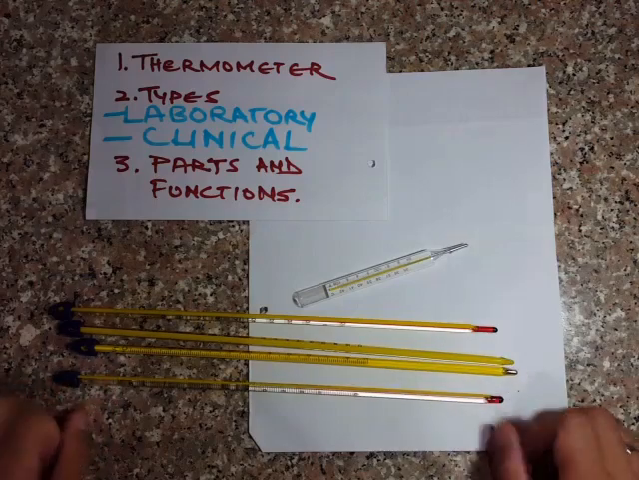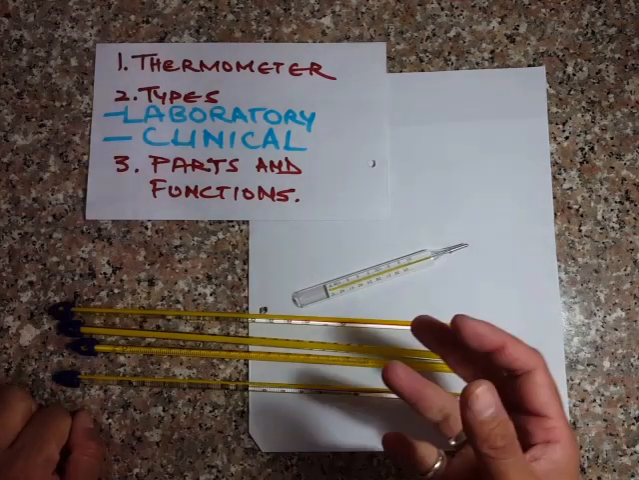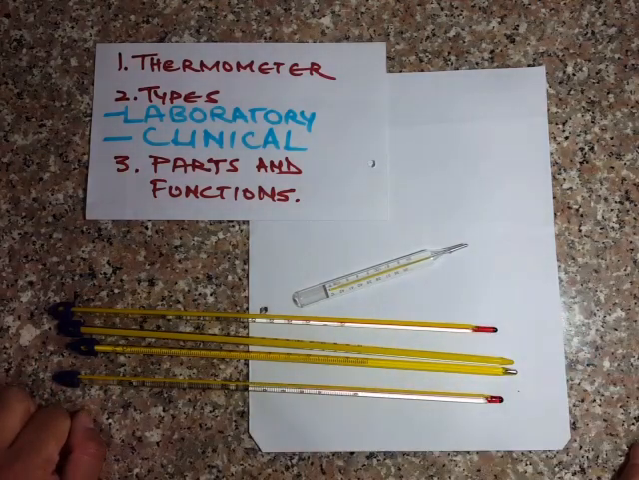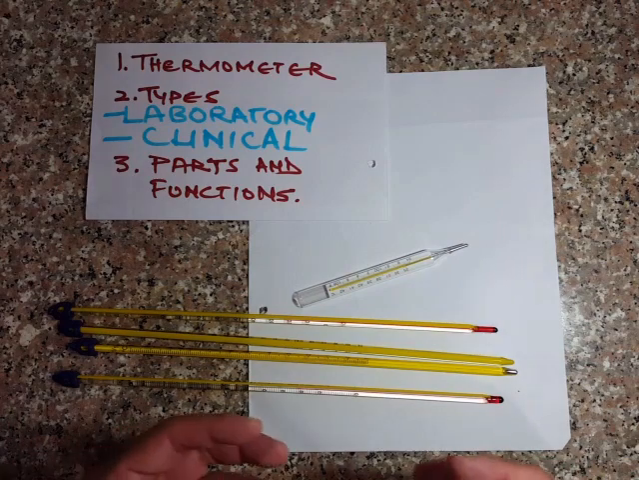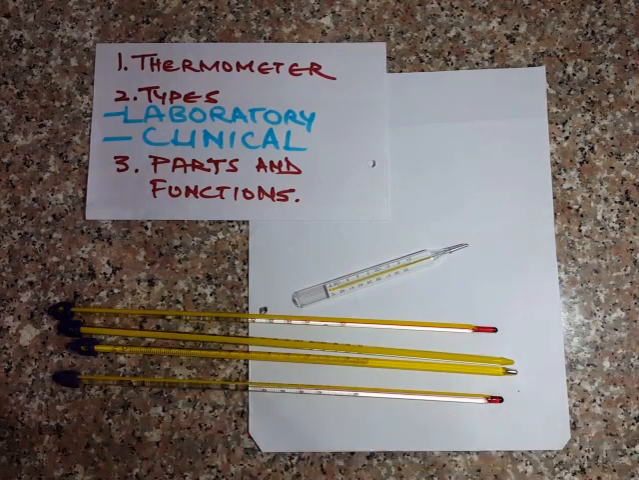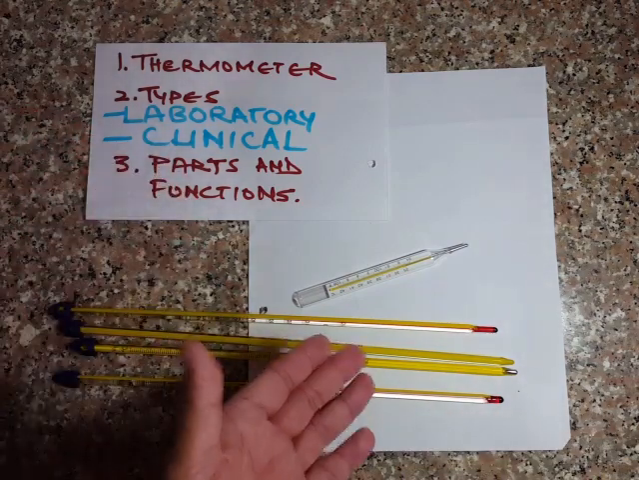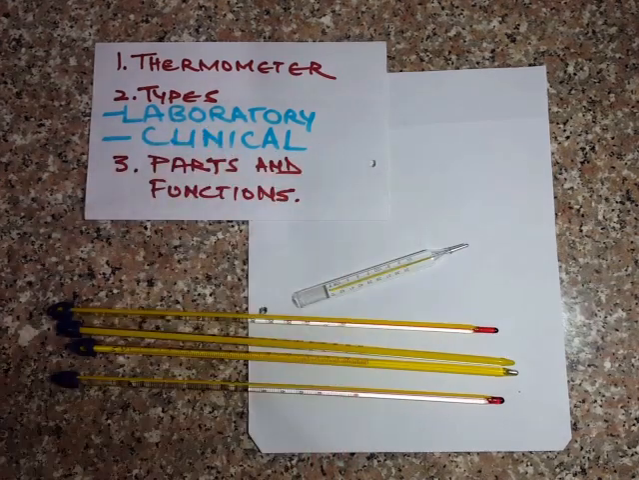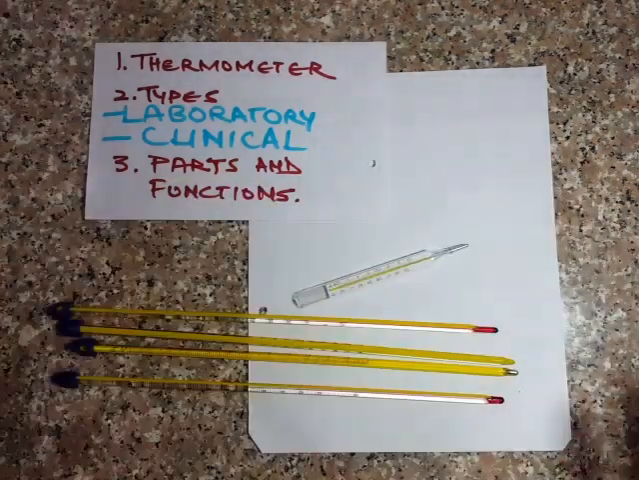Now a thermometer is a device which is used to measure the temperature of a substance. And when I say temperature, I mean to tell you that a thermometer can measure the amount of heat energy that is present inside a substance. So if I take a glass of water and put the thermometer inside the glass of water, it can tell me the temperature of that water. So this is what a thermometer is.